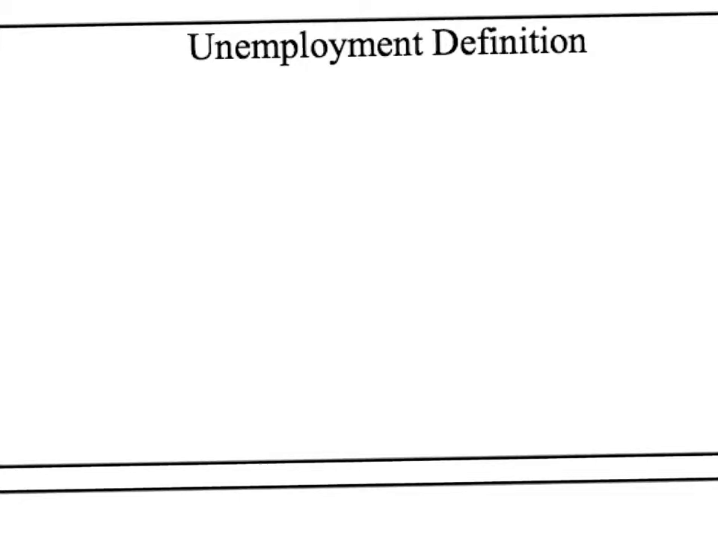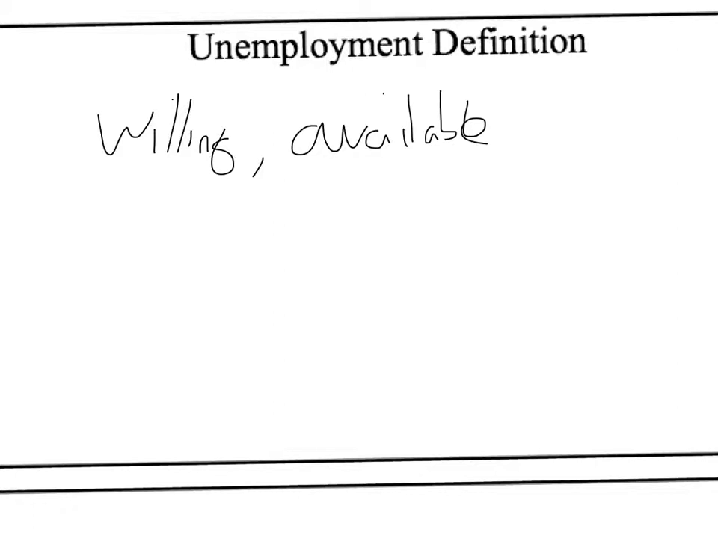So the keywords are: if someone is unemployed, they've got to be willing to work, so that means they actually want to get a job. They've got to be available. So available would be, for example, if you are a student, you're not available to work because you're at school. Willing, available, and the other key bit is able.